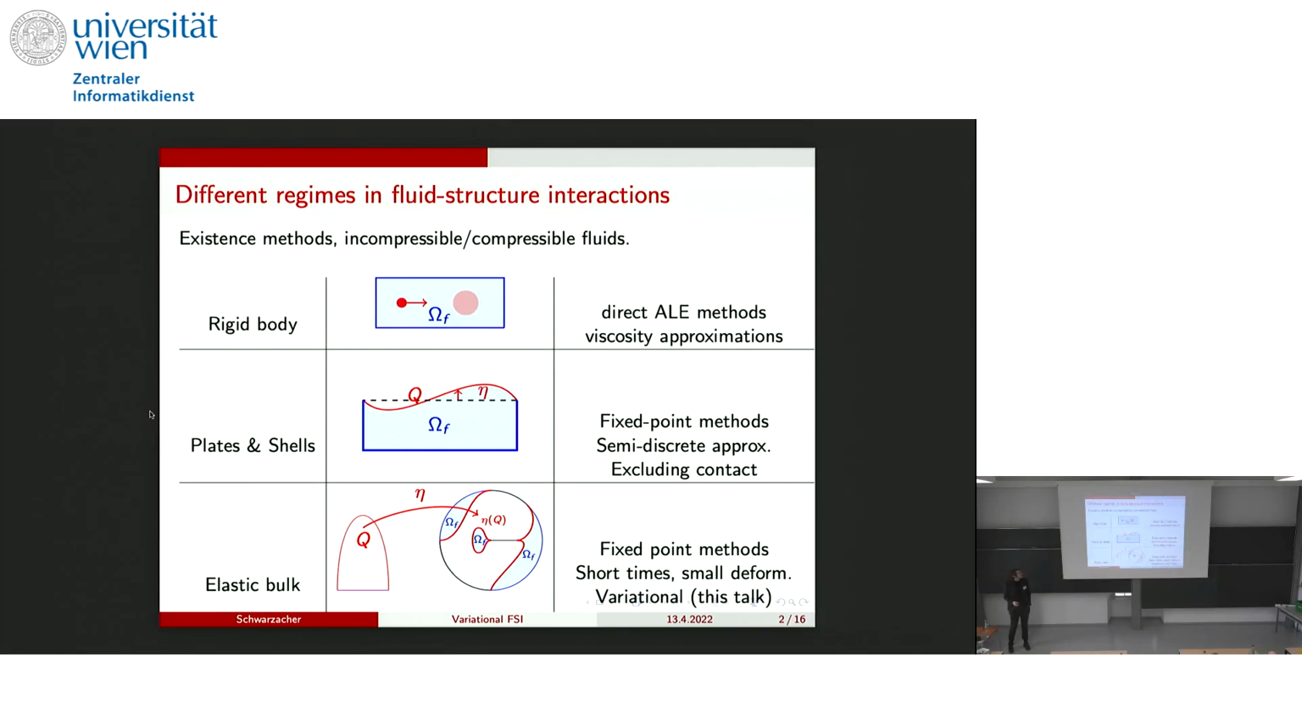So here are the possible regimes, at least that I'm aware of, of fluid-structure interaction. And maybe to have a warm-up, we focus on the easiest one, which is this rigid body motion. You see this red object, which is floating in the fluid. The blue stuff is the fluid here. So let's have a look.